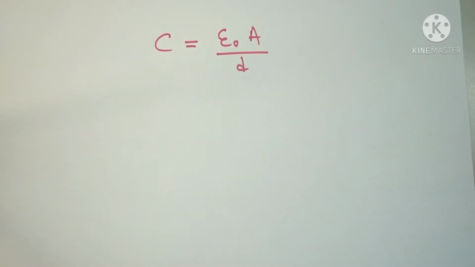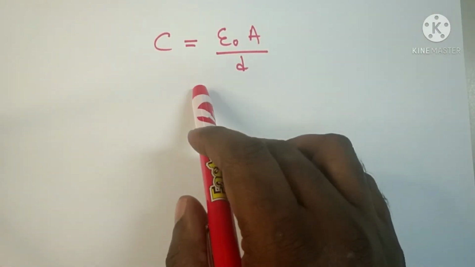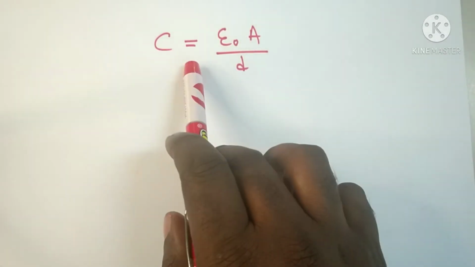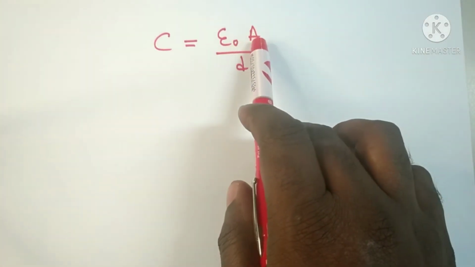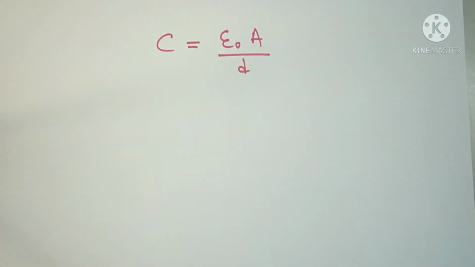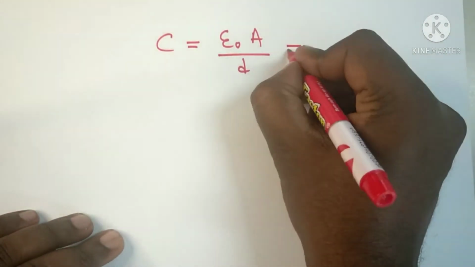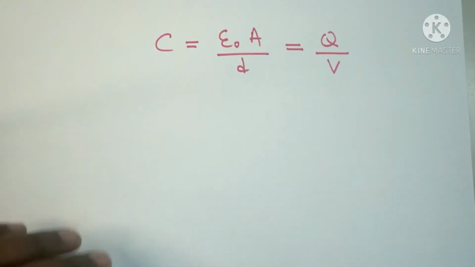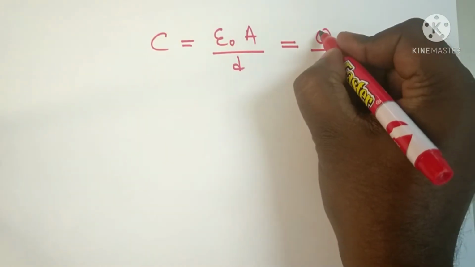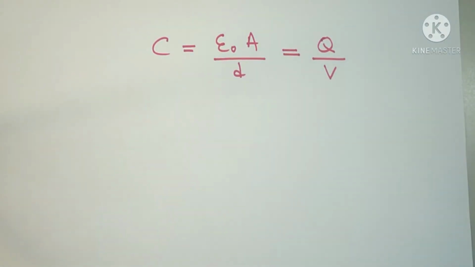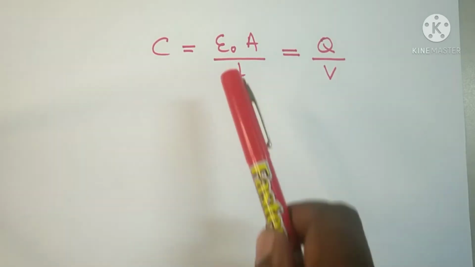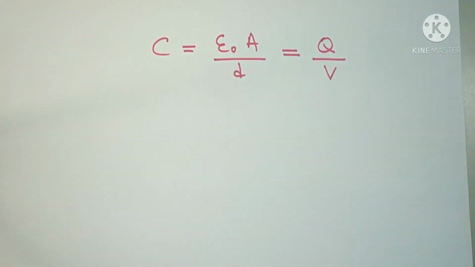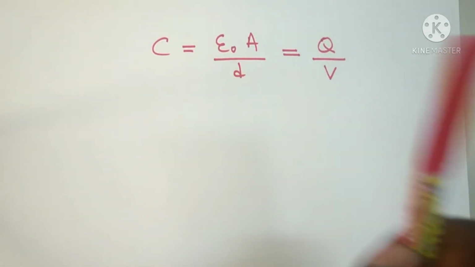The capacitance of a parallel plate capacitor can be written like this, where C equals epsilon naught times A per D, which equals Q over V. So mathematically, the capacitance of a parallel plate capacitor is proportional to the area A of its plates and inversely proportional to the plate separation D.